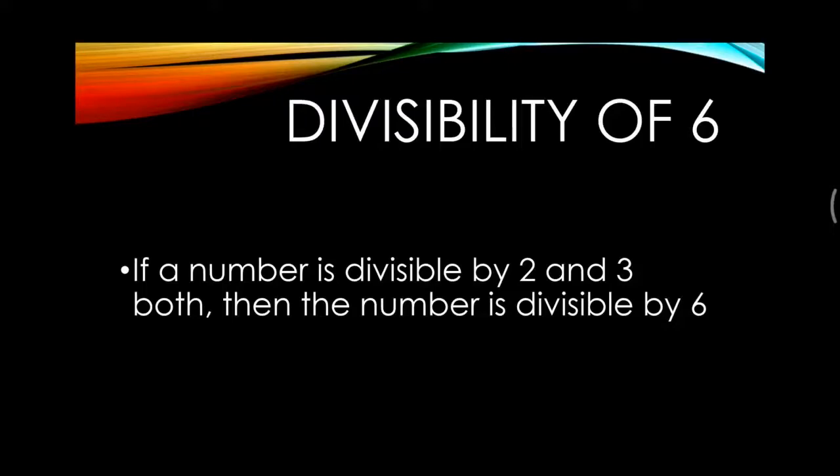As we have studied earlier, the divisibility rule of 6 is: if a number is divisible by 2 and 3 both, then the number is divisible by 6. Means अगर कोई नंबर 2 और 3 दोनों से डिविजिबल होगा तब वो 6 से डिविजिबल होगा. तो इसके लिए हमें पहले डिविजिबिलिटी ऑफ 2 और 3 जो है उसको रिमेंबर करना होगा.